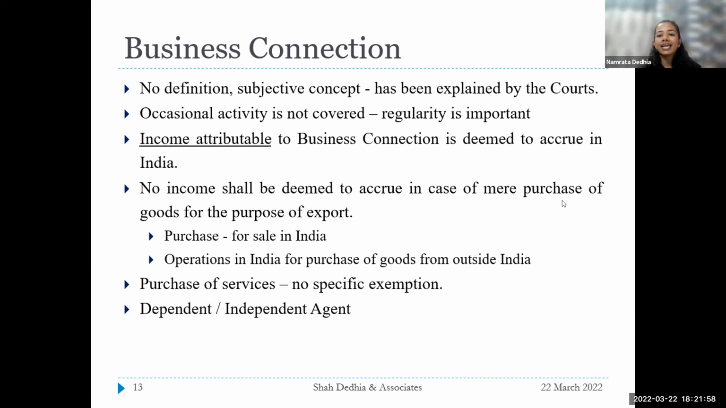You have the agency concept under business connection, where you have a dependent agent who is dependent on the non-resident economically, and who undertakes activities of either habitually concluding contracts or habitually securing orders or delivering goods. Then in that case, that dependent agent is considered as a business connection.